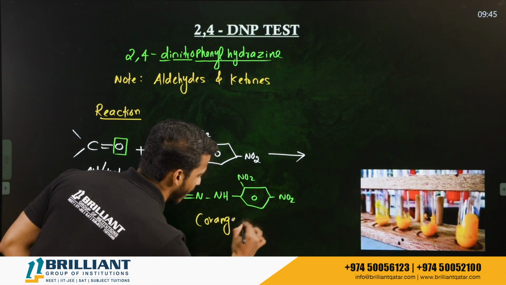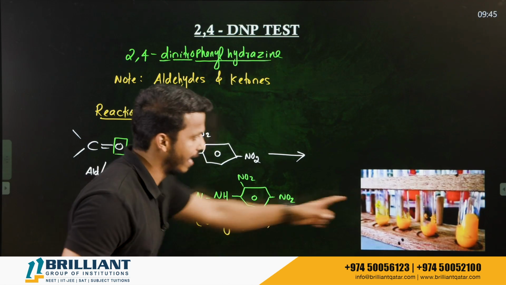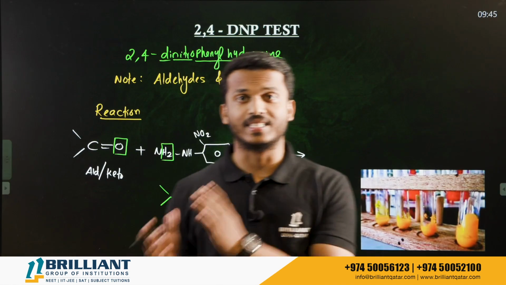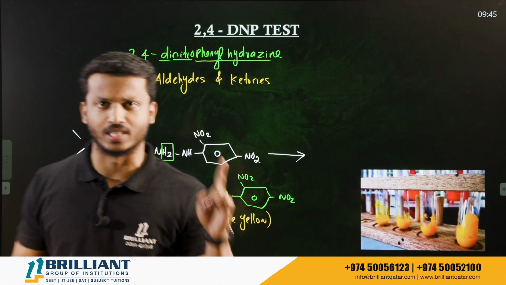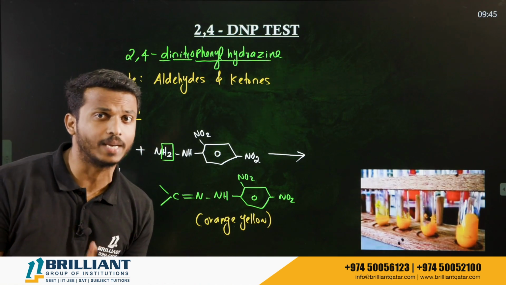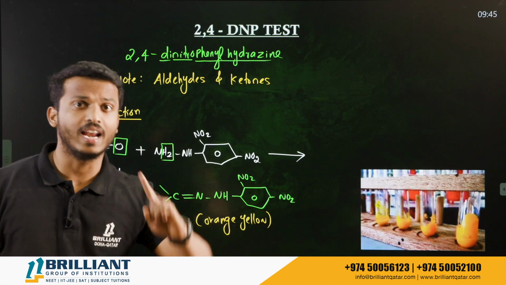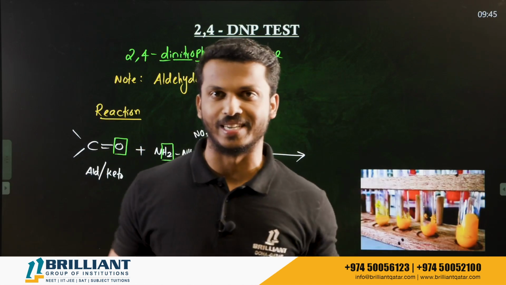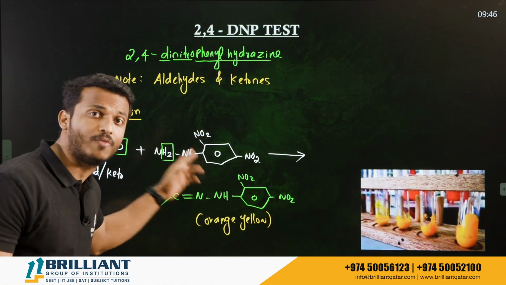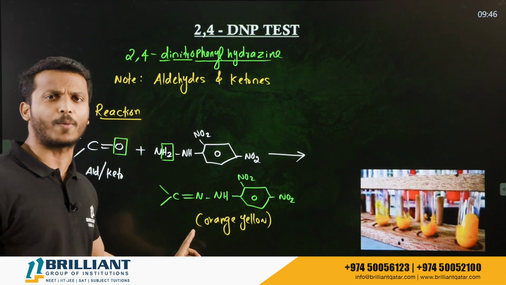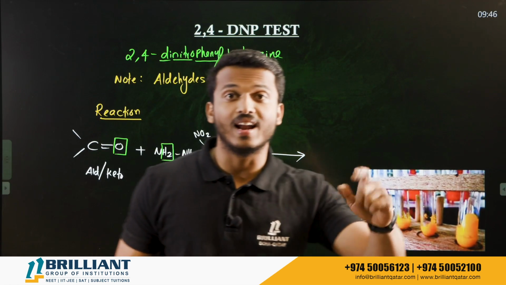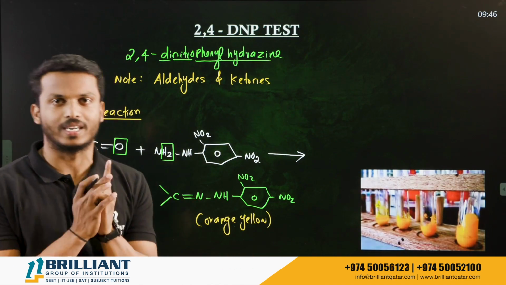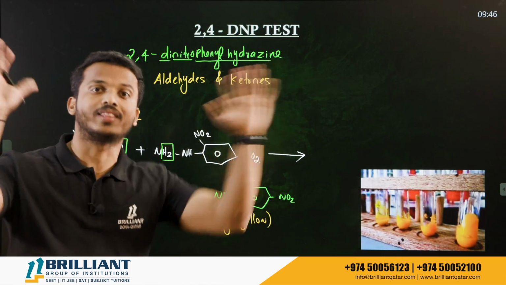This compound has an orange yellow color, you will get it like this. Can you see that? This is the observation. We can identify aldehydes and ketones through the 2,4-DNP test. So remember, the 2,4-DNP reagent is 2,4-dinitrophenylhydrazine. All aldehydes and ketones can give this test. When 2,4-DNP reacts with aldehydes and ketones, the product is 2,4-dinitrophenylhydrazone, with orange yellow color. So the 2,4-DNP test is the first test to distinguish aldehydes and ketones from other functional groups.